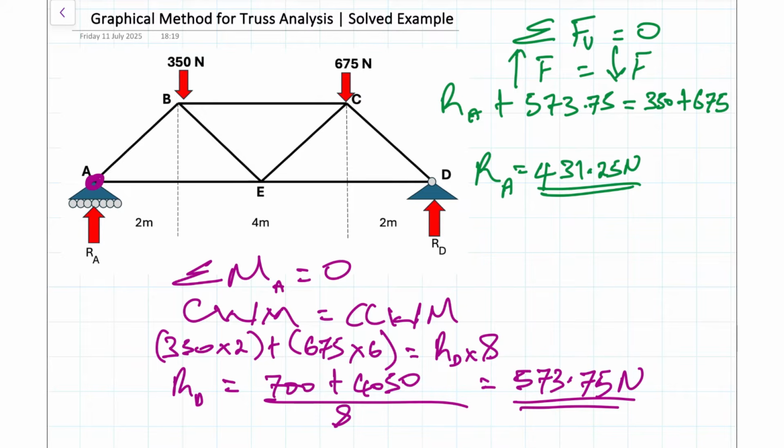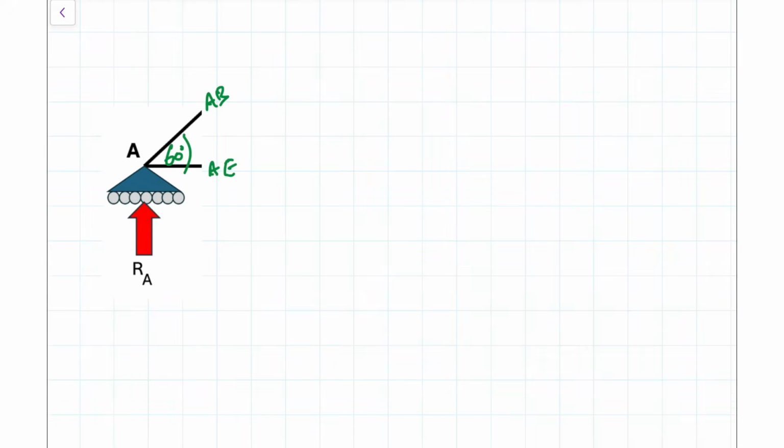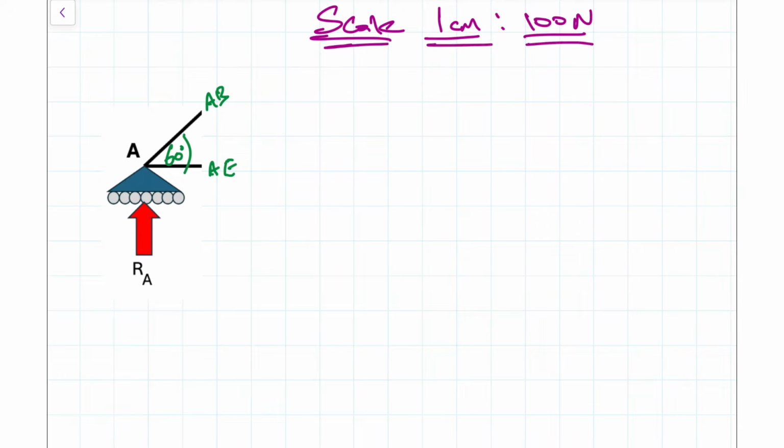So on to using the graphical method now. The first thing that we need to do here is to establish a scale. In this instance, I'm just going to use a scale of 1 centimeter representing 100 newtons. And that's because the forces are quite large, so I would like to scale down my drawing so that it can fit on paper.